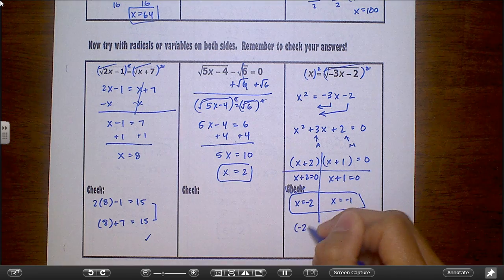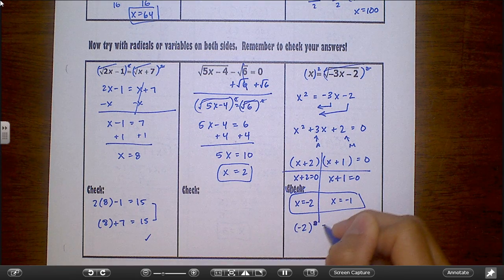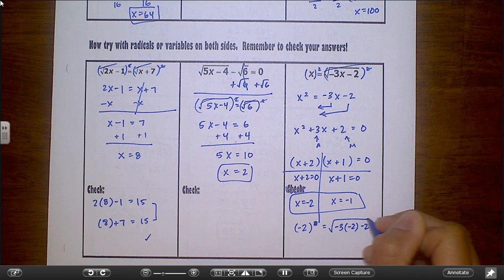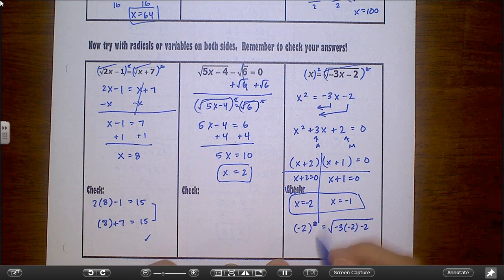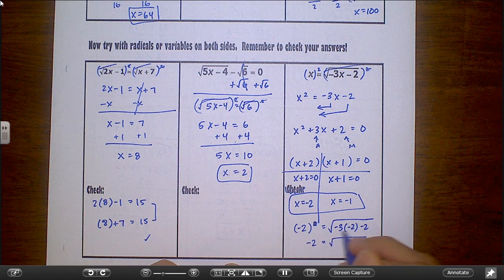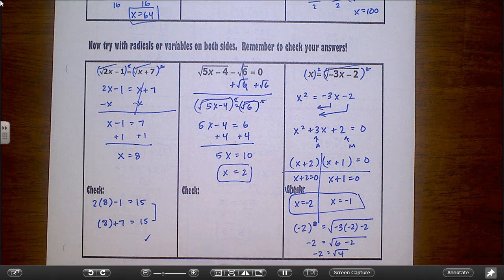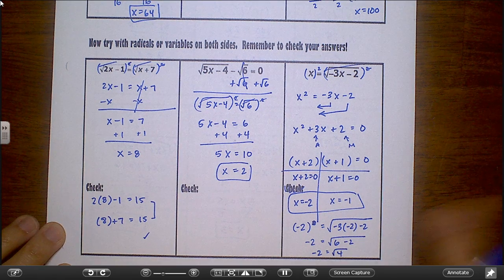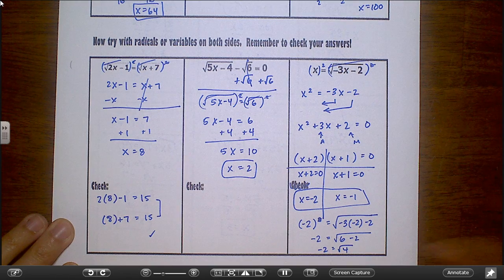So negative 2 equals the square root of negative 3 times negative 2 minus 2. So you'd have negative 2 equals the square root of, this is positive 6 minus 2. So that square root of 4 equals negative 2. I mean, technically, yes, because the square root of 4 equals 2 and negative 2. So that's how you check it. But I don't think that in Delta Math you have to do that.